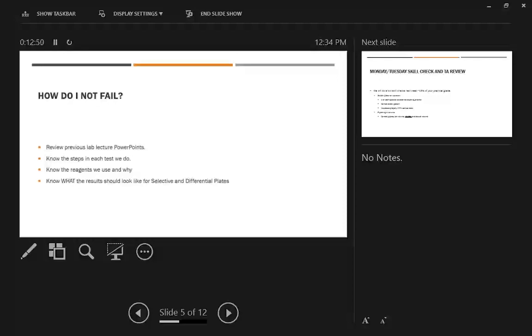And then know what the results should look like, especially for things like selective and differential plates, because that's the most recent one. That also has a large chunk of information, and a lot of people tend to be overwhelmed by how much information came from that. So that's one that's really important to know.